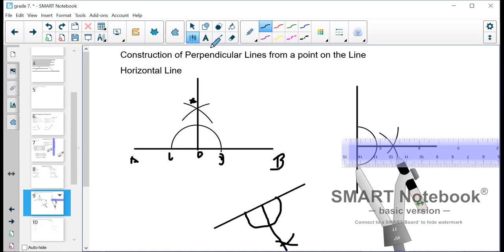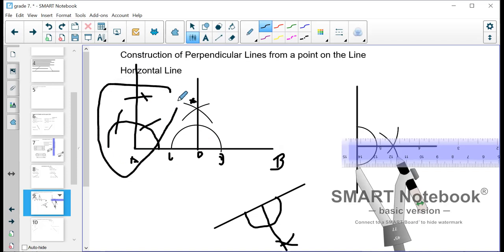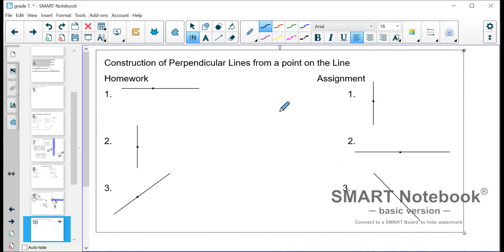Now, just to show you a slight variation, this can be done from the end of the line. So if you're asked to draw the perpendicular line from the end, then of course you draw your arc, and then you have to navigate your instruments in order to get the 90-degree part. But don't focus on this as yet. We'll do that when we're constructing angles, right? 90-degree angles and so on. So just focus on what we did so far and get your homework and your assignment completed.